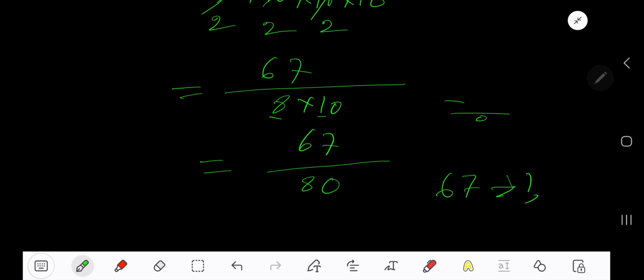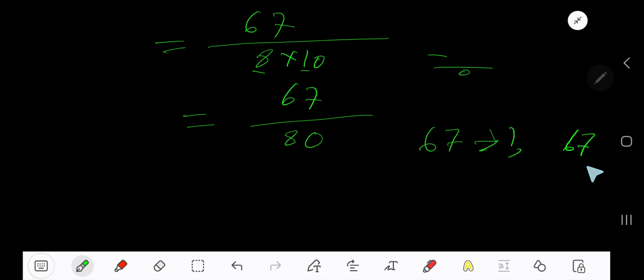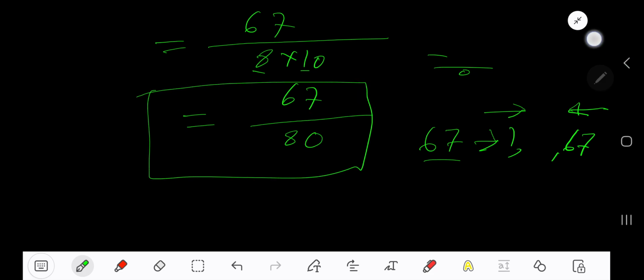67 has only two factors, 1 and 67. Actually 1 times 67 equals 67, so 1 and 67 are the factors of this. You will not get any two numbers between these two numbers that, if you multiply them, produce this. So this is a prime number. If you get a prime number in either the numerator or the denominator, you are done. This is the simplified version.